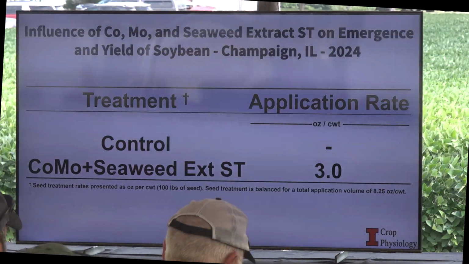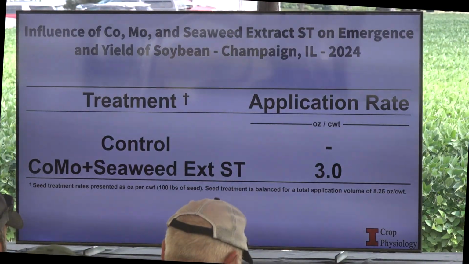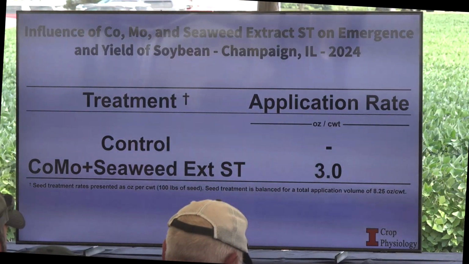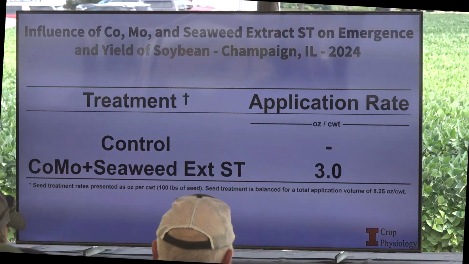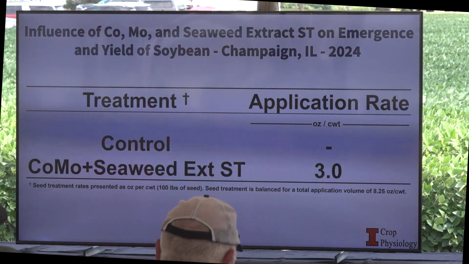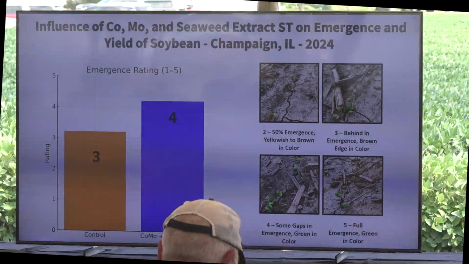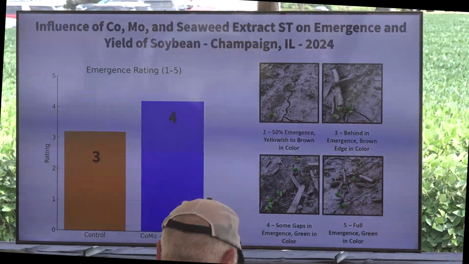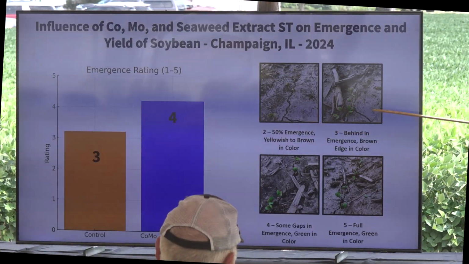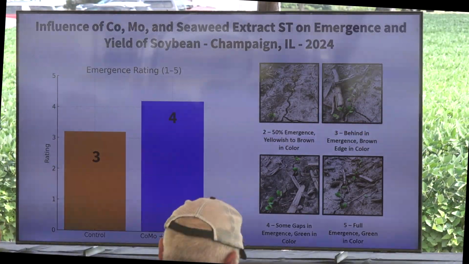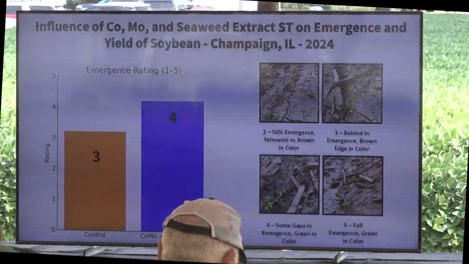And how about testing a different product with molybdenum, cobalt, and a biostimulant, a seaweed extract? This study was also conducted here in 2024, and what did we get? First, in addition to the yield analysis, we also did an emergence rating. It's basically a visual rating in the field just to see how the plants are emerging.